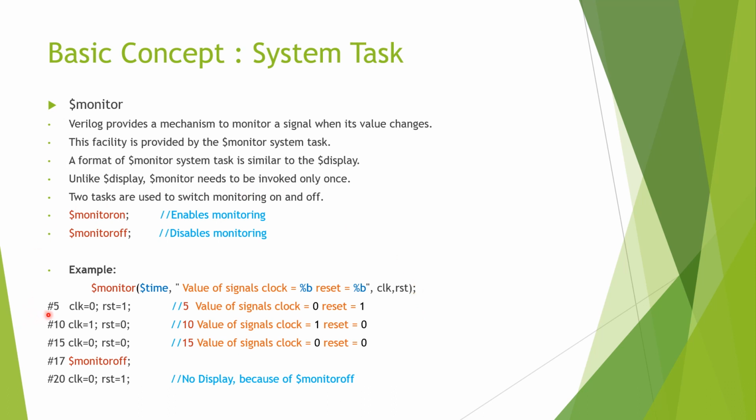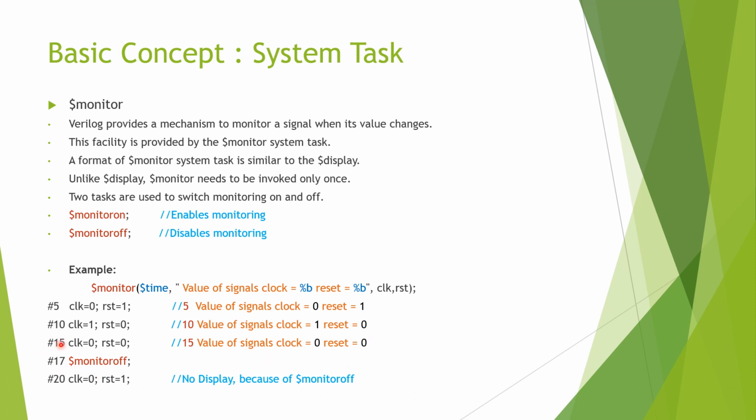At time 5, clock is 0, reset is 1. So it will print the 5, which is current simulation time. Then value of signal clock is equal to 0 and reset is equal to 1. Then at time 10, clock is changing from 0 to 1 and reset is changing from 1 to 0. So it will print current simulation time. Then value of signal clock is equal to 1 and reset is equal to 0.